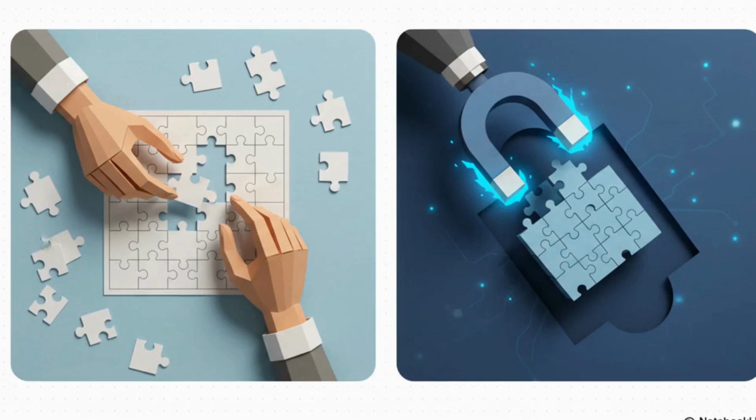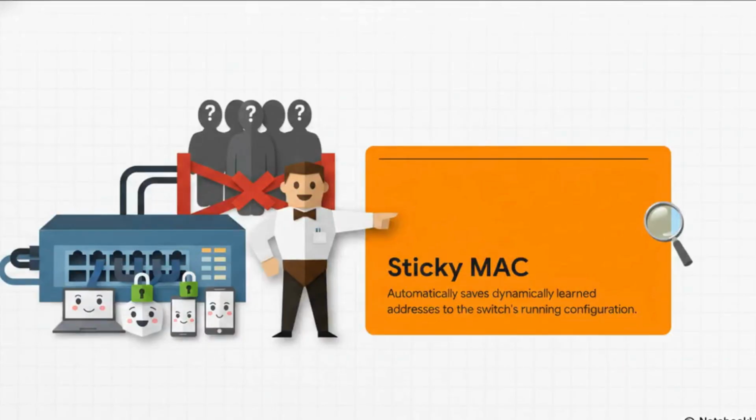Next up is Step 2, Address Definition. Basically, how do you build that VIP list? Well, you've got a choice. You can either manually type in the statically assigned MAC addresses, which, let's be honest, gives you amazing granular control but takes forever, or you can let the switch do the heavy lifting and dynamically learn who is plugged in automatically. And this is where Sticky MAC is a total game changer. It acts as a super smart bouncer that instantly memorizes the faces of the very first legitimate devices it sees and then hard codes them directly into the switch's running configuration. It is a fantastic, super efficient way to lock down your ports without typing out hundreds of alphanumeric addresses by hand.